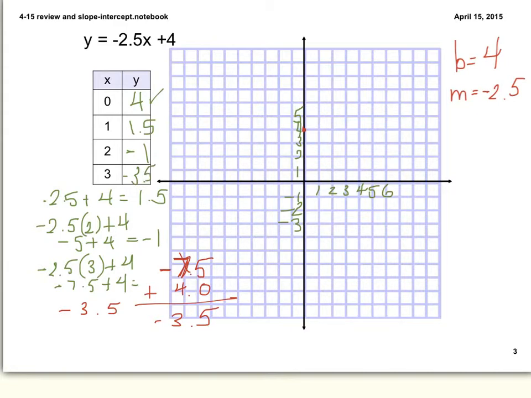All right, so we're ready to graph. So we have our 0, 4. We have our 1, 1.5. And we have 2, negative 1.